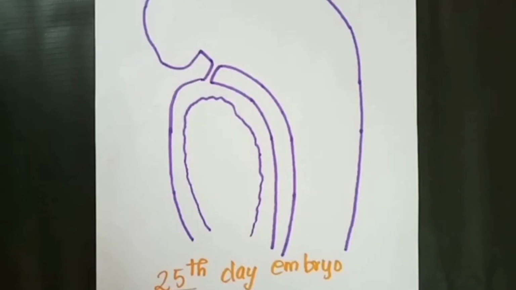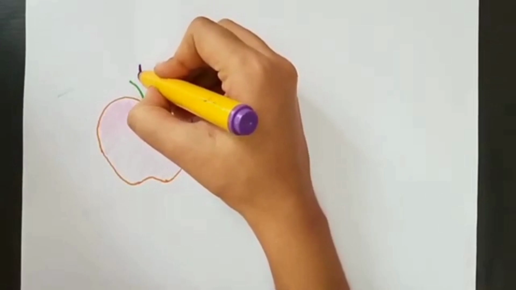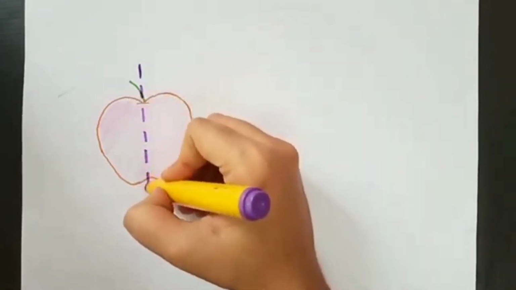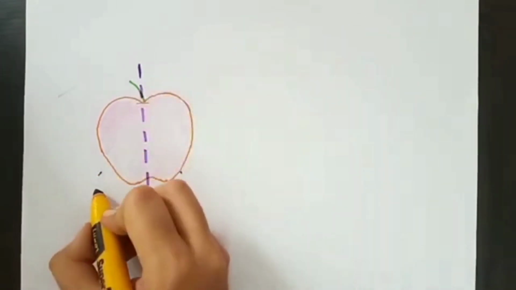For better understanding, let's look at a diagram of this 25th day embryo. Here we have taken a sagittal section of the embryo. What is a sagittal section? It is nothing but dividing the body into right and left halves. For example, let's take an apple. Here we are cutting the apple longitudinally to divide it into left and right parts.